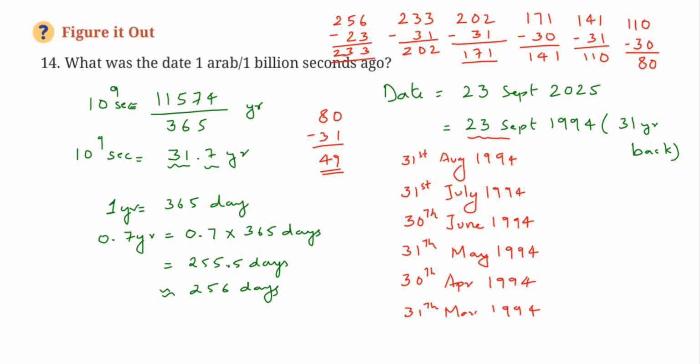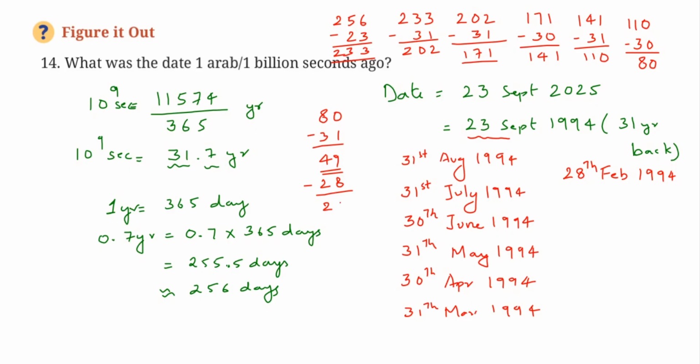When I subtract 31 days from the month of March, I get the end of February. In 1994, it's not a leap year, since it's not a multiple of 4. So there will be 28 days. So I get 28th February and the year will be 1994. Now how many days are left? 49 days still are left to go back. Now I'm at 28th February. There are 28 days in February, so let's subtract 28 from 49. 49 minus 28 is 21.